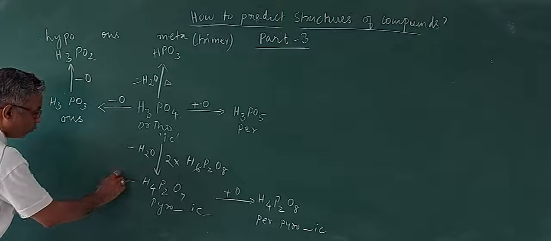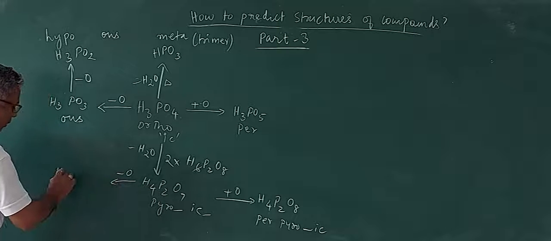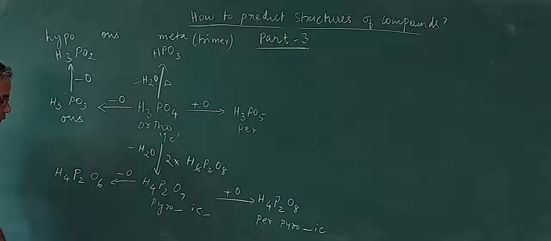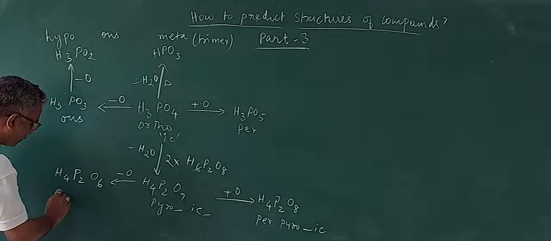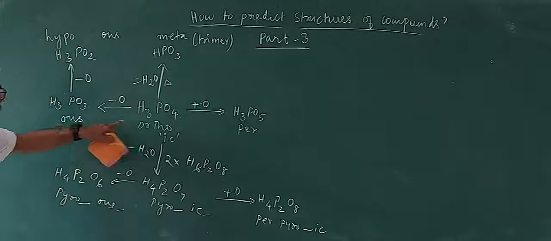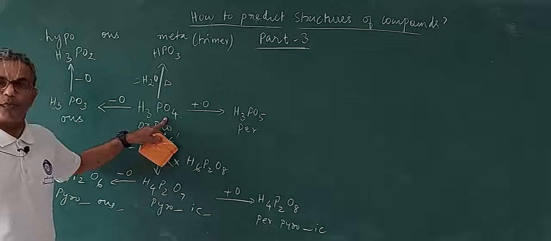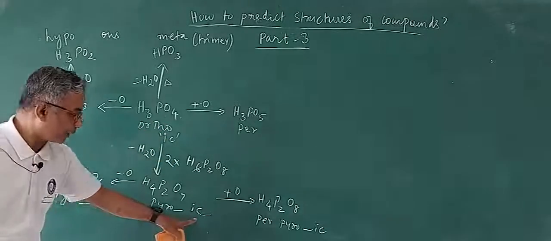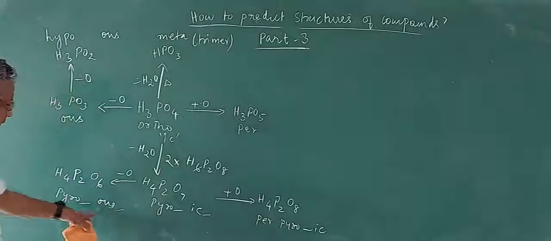Similarly, if you remove one more O from this compound, you will have H4P2O6. So this will be called pyrophosphorous acid. As I told you, if you remove one O from the ic acid, it will become ous acid. So here also you have pyro ic acid, so you will have pyro ous acid.